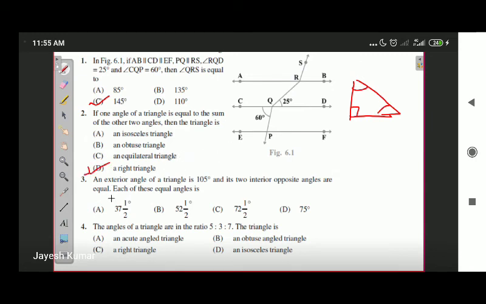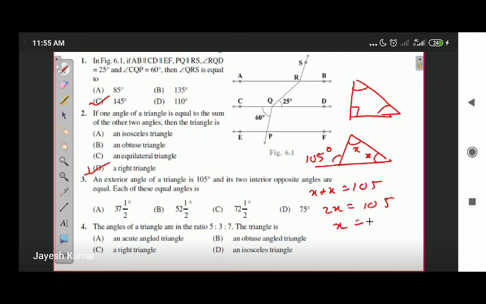Okay. Question number 3. An exterior angle of a triangle is 105 degrees. There is a triangle such that one of its exterior angles is 105 degrees, and two of its interior opposite angles, these two angles, are equal. This is x, this is also x. So we have x plus x is equal to 105. 2x is equal to 105. x will be equal to 52.5 degrees. Okay. Why so? Because we have applied the exterior angle theorem here.